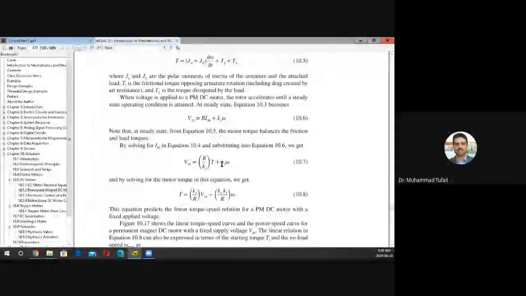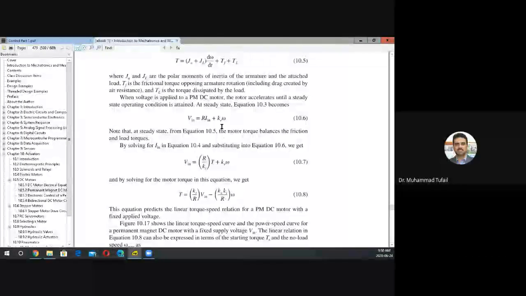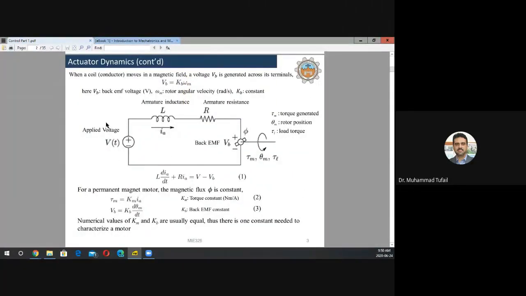For example, I can clearly tell that this is the back EMF voltage. It is some constant times omega, the angular speed of the motor shaft. So KB, which last time we called KE. Whatever you call it, it's a constant, so you have to take care of that.